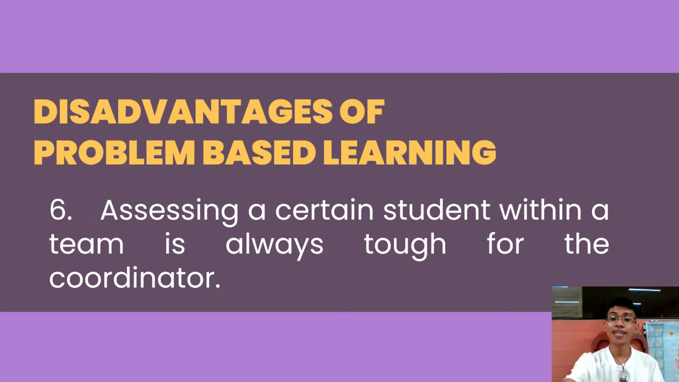Number 6, assessing a certain student within a team is always tough for the coordinator. They have to consider different aspects such as the output obtained as a whole for the team, the level of enthusiasm shown by each individual, and the activeness shown by a certain student. A clear assessment criterion or standard for marking students in a group is always important.